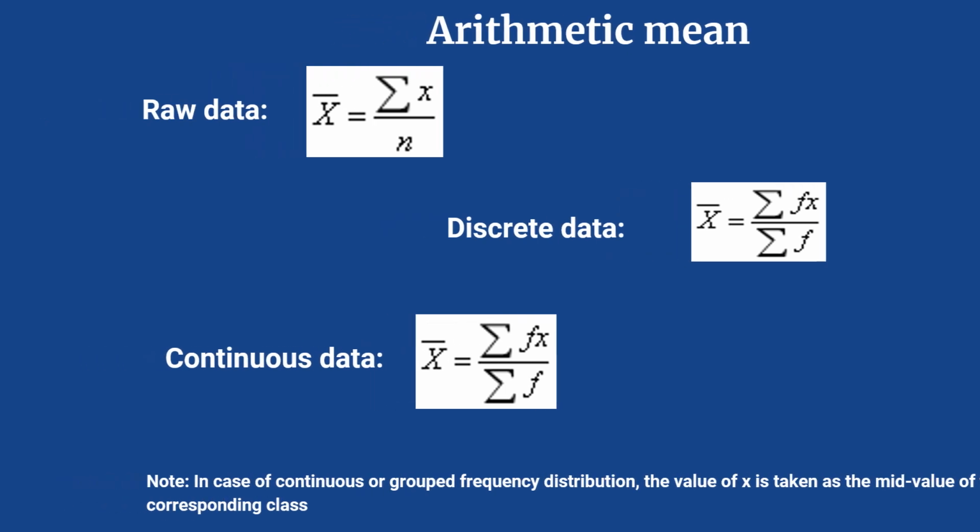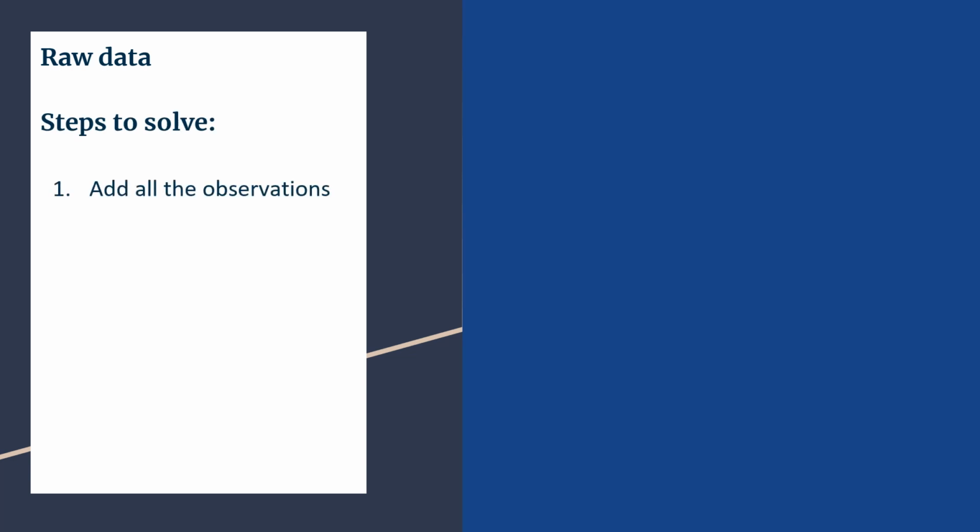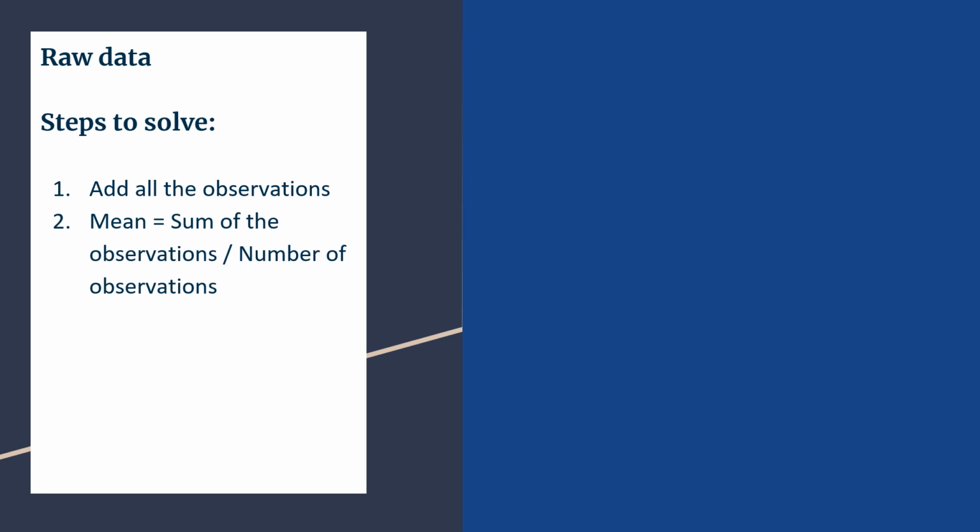Let us find the mean for the first, raw data. Let us see the steps. Suppose we have n number of observations. Add all the observations and find the mean. The mean is sum of the observations upon number of observations. That is, x bar is summation x by n.